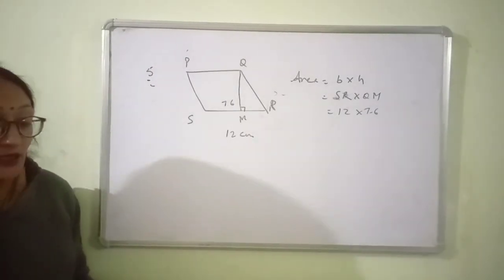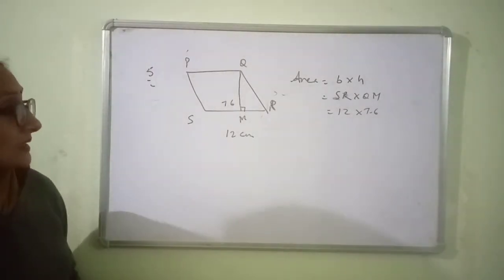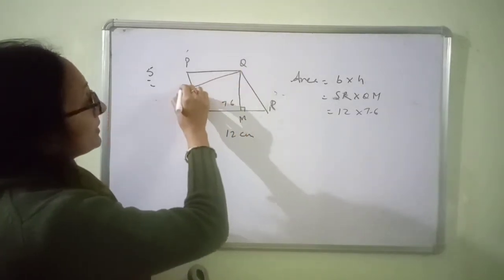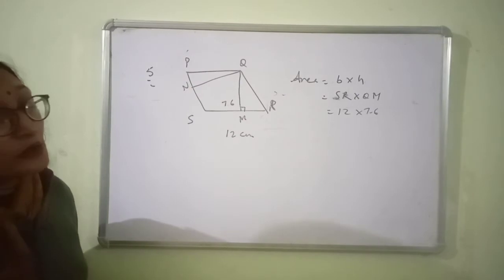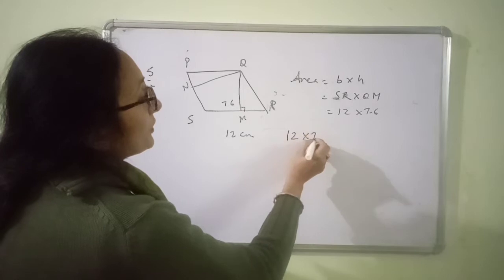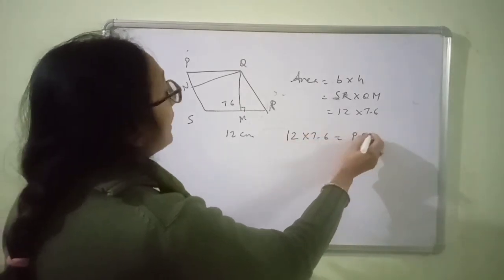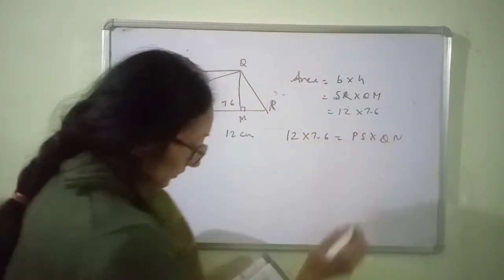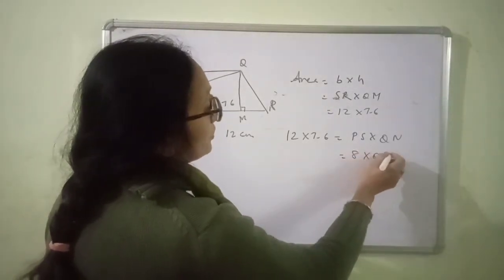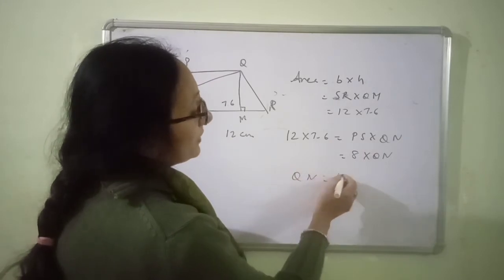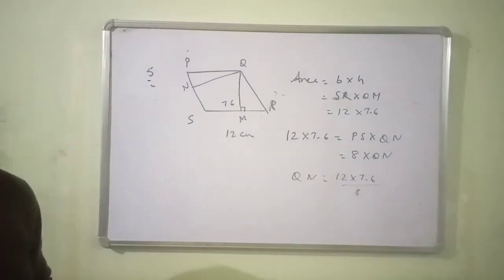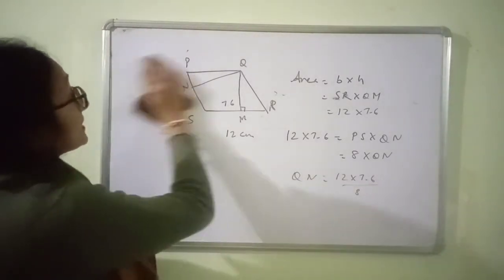In the second part they ask, find QN if PS is 8. So what is QN? QN is the perpendicular from Q on PS. See, the area of the parallelogram will remain the same. If you tilt it, the area will be the same, 12 into 7.6. Now base is PS and perpendicular will be QN. In the question, PS is given 8 cm. So you can find QN will be equal to 12 into 7.6 upon 8. Right? And in the same way we will do the next question, number 6.